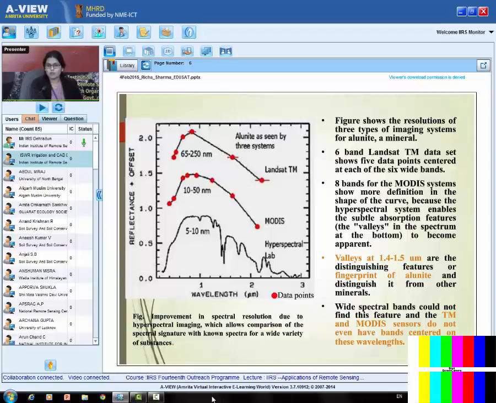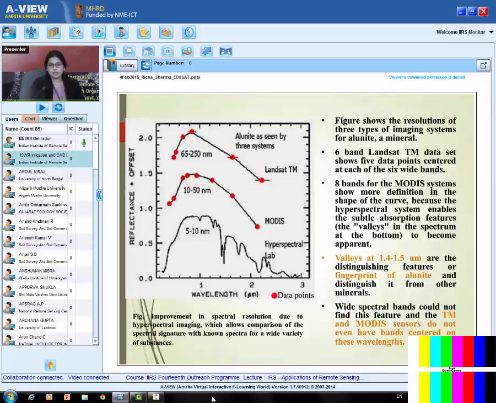The values at 1.4 and 1.5 are very peculiar features for the illite mineral, and those are not in the MODIS or Landsat data, whereas with the hyperspectral data these can be seen very nicely. As the fifth point says, wide spectral bands could not find the feature, and the TM and MODIS samples do not even have bands centered on these wavelengths.